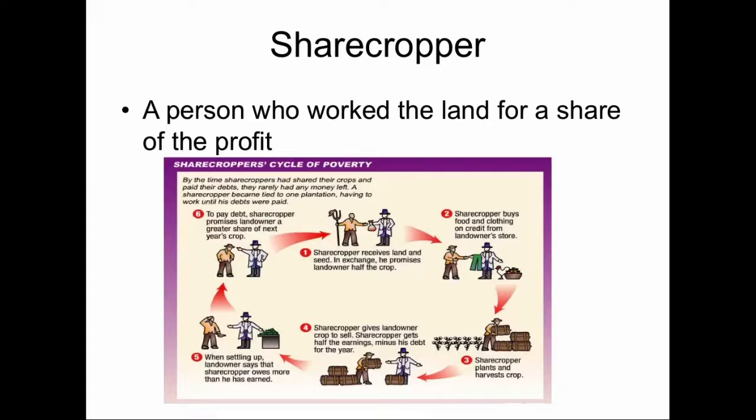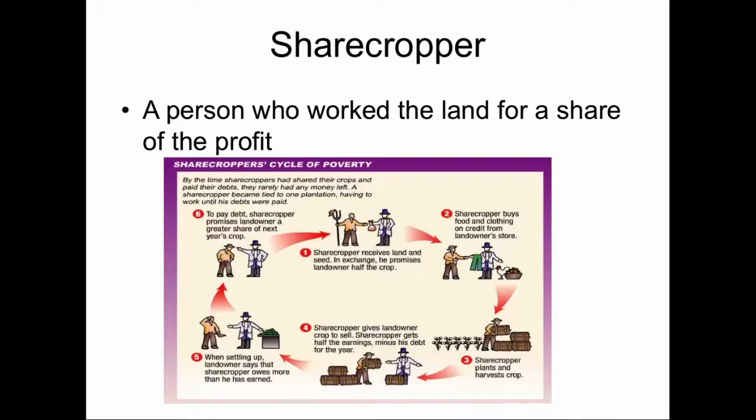If you follow the cycle there, it starts with the sharecropper getting this piece of land. The sharecropper gets seed, typically in the form of cotton. And basically, the deal with the landowner is that the sharecropper will work the piece of land. And then at the end, when the land is harvested, there is a split between the sharecropper and the landowner. Sharecropper is going to get half for the work that they did in tending to the crop, and the landowner is going to get half because it's his land.